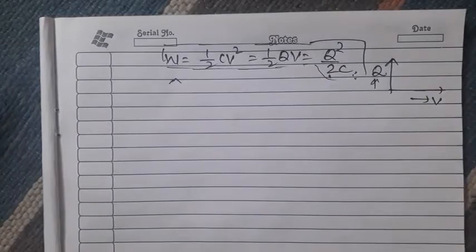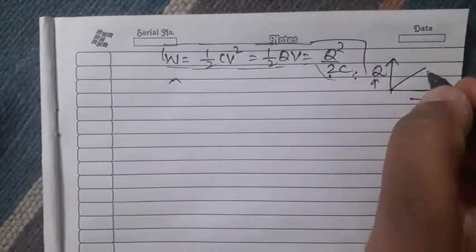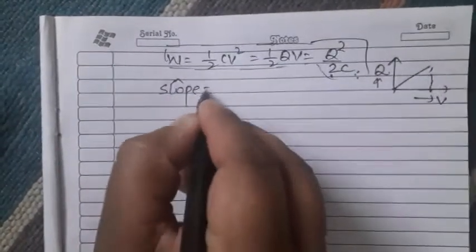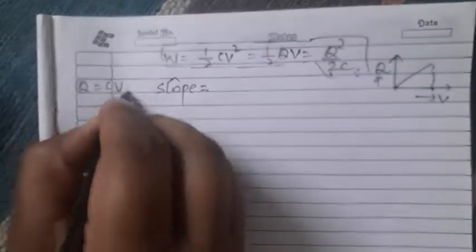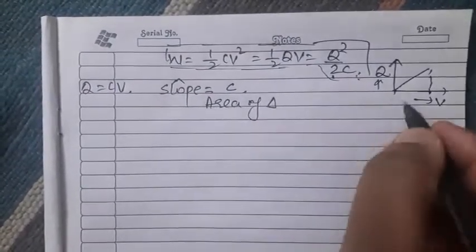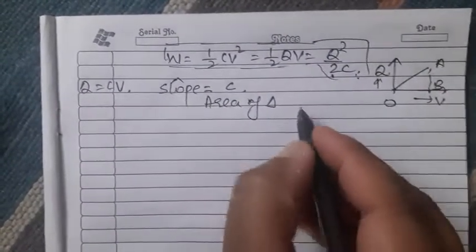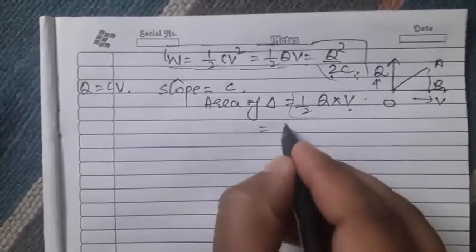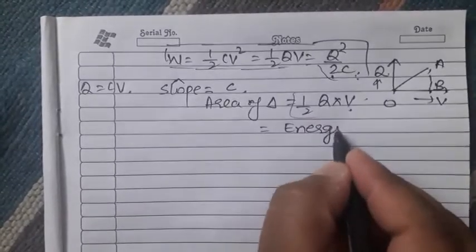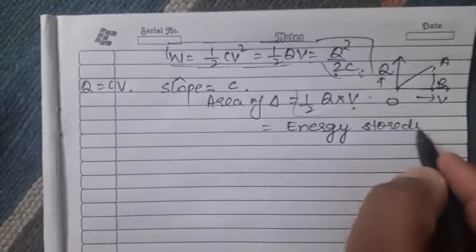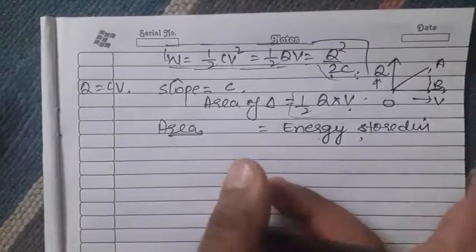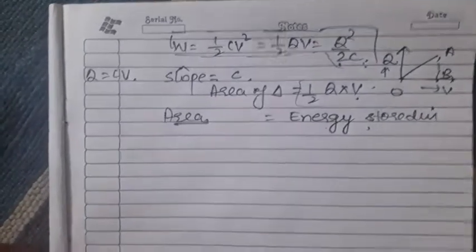charge and potential, I get a straight line for this, Q equal to CV. So if I find its slope, since Q equal to CV, the slope will give the value of C. But if I find the area of triangle OAB, the area will be 1 by 2 base into height, and this is the energy stored in the capacitor. So sometimes questions can ask what does its area represent, so you will write the energy or the work done to charges.